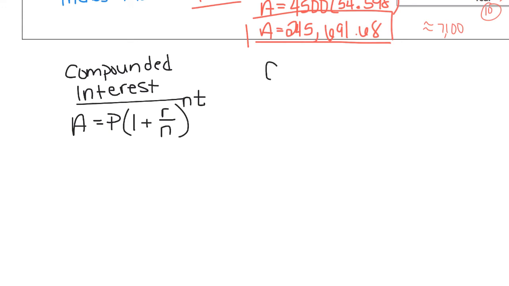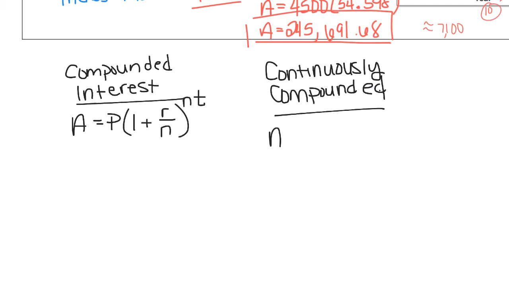Then you have continuously compounded. This is the one that we just worked with. So A again is the final, P is the principal, that's the original, but then we have E to the rate times the time. So it's a lot simpler of an equation.